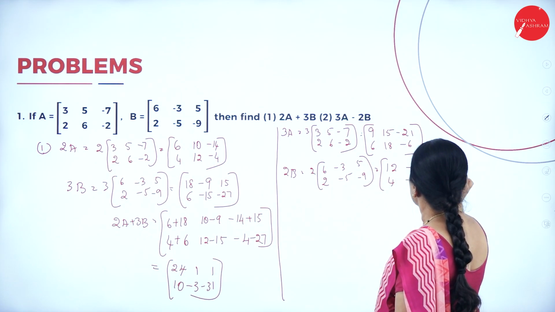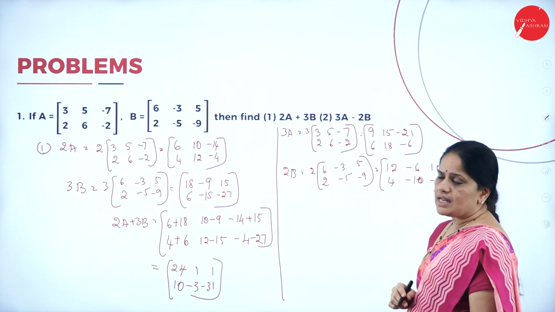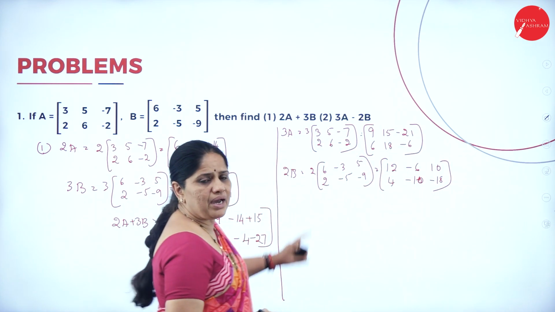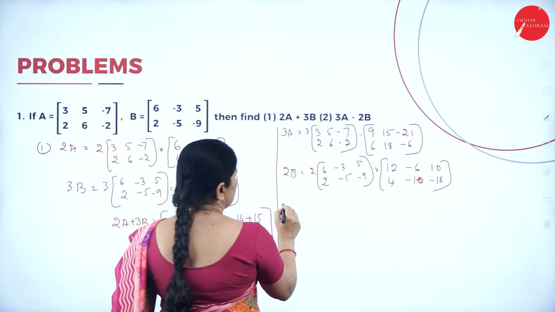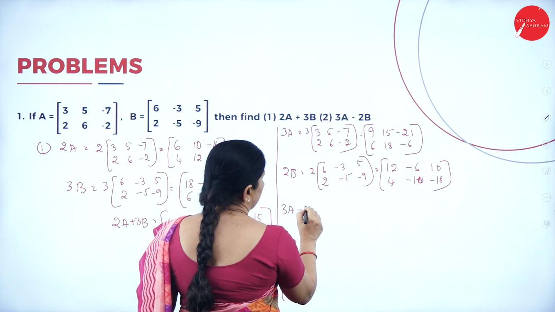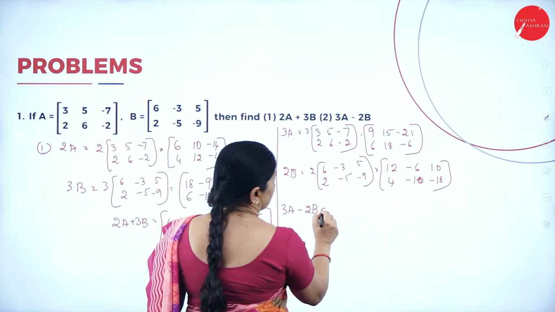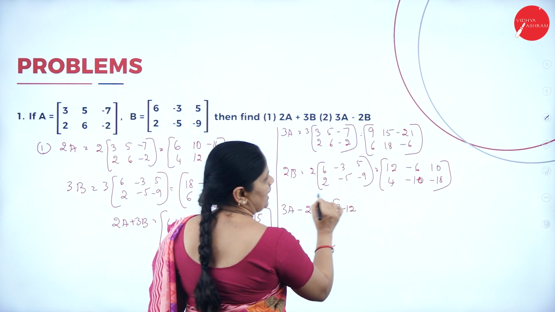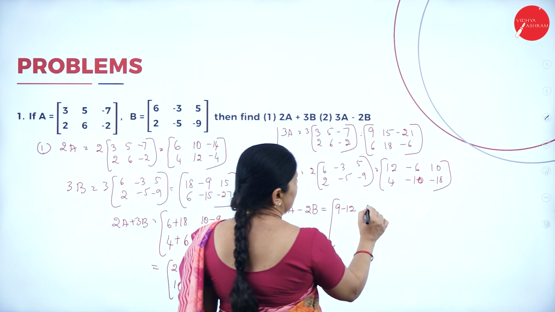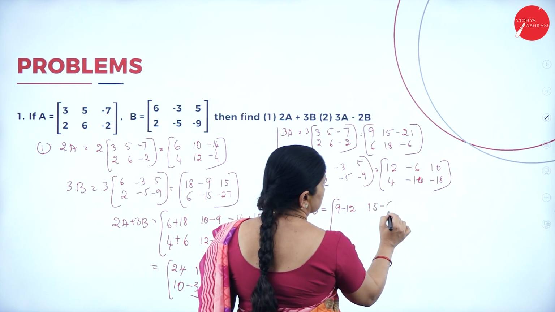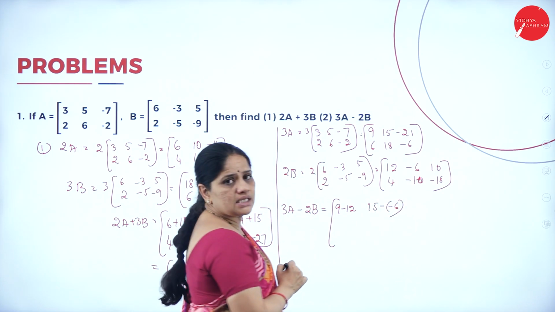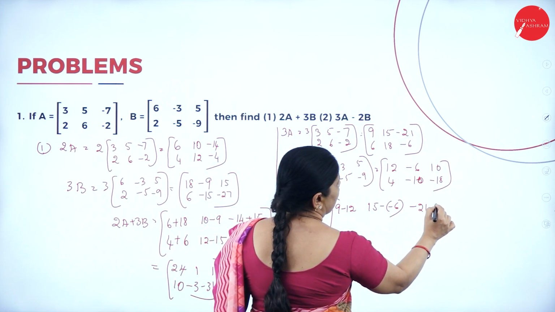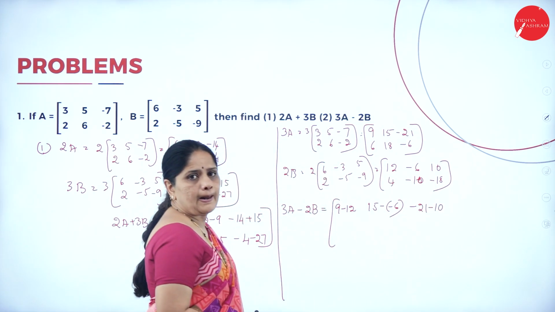So, we have these numbers. Now, we have to do 3a minus 2b. So 3a minus 2b equals 9 minus 12. Then 15 minus of minus 6. Then minus 21 minus 10.